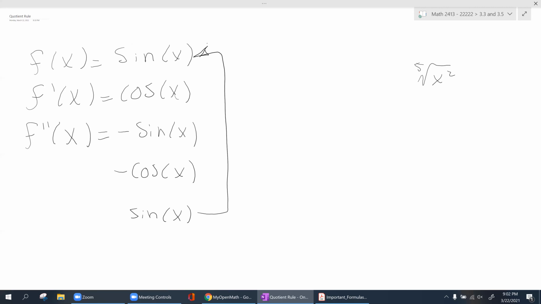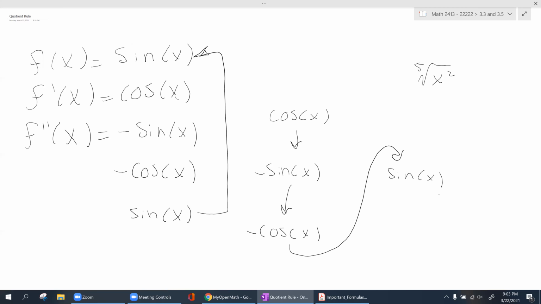So just to remember, the derivative of cosine would be negative sine of x. The derivative of negative sine of x is negative cosine of x. The derivative of negative cosine of x is, it's C, it changes, so it's going to be sine of x. The derivative of sine of x is just cosine of x, and I'm back to where I started. So definitely practice with these.